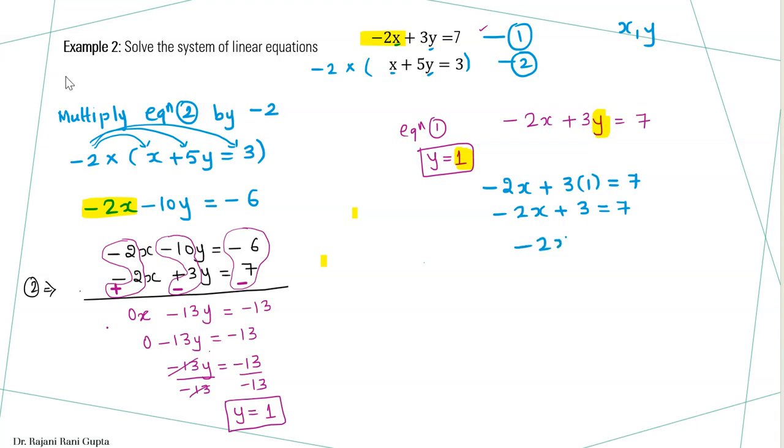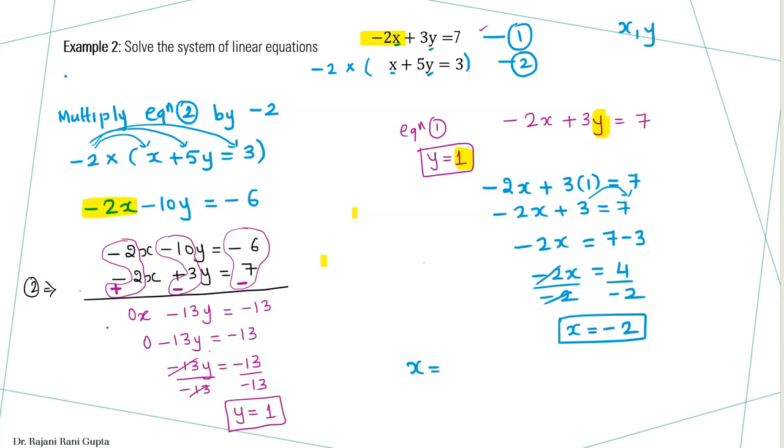So minus 2x equal, you take 3 to the other side, 7 minus 3. 7 minus 3 is 4. So this is minus 2x equal 4. Now you need to find the value of x. So divide both sides by minus 2. So this gives you x is equal to minus 2. So the solution for this system of equations is x equal minus 2 and y equal to 1.